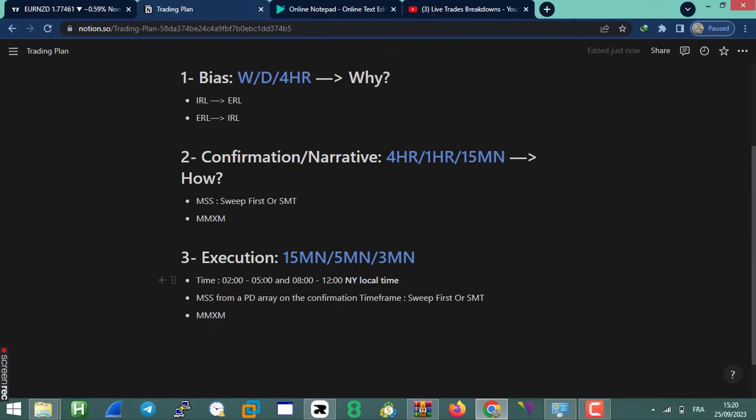So this is in the London kill zone. Or we have the second window, which is the New York kill zone, which is 8 a.m. all the way to 12 p.m. All right. Now we need to see a market structure shift from a PD array on the confirmation time frame.